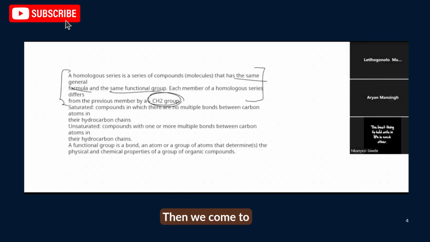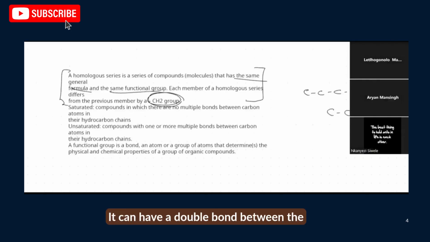Then we come to saturated and unsaturated molecules. So for our organic chemistry, we are going to have carbon as the backbone of all the compounds. Now, carbon is very special because it can have a single bond between the carbons. It can have a double bond between the carbons, and it can have a triple bond between the carbons.